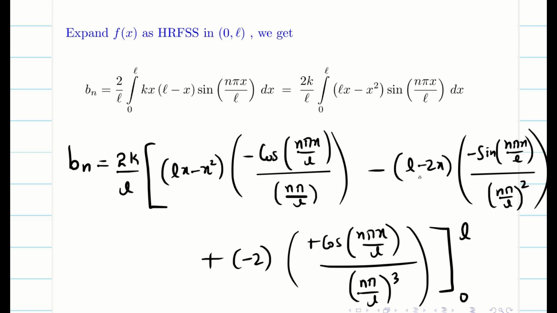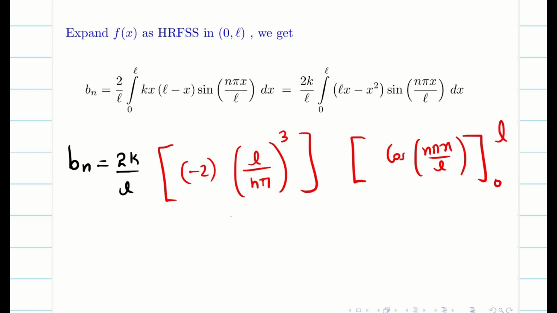As I said, by seeing the problem at the limit 0, L, whenever you see sine, put directly 0. So the second term diminishes. Now see this term. When I substitute my upper limit, it will become L square minus L square. Similarly, when I substitute my lower limit, it will become 0 minus 0. So both the terms are going to be 0. Only the third term survives. Simplifying the third term and bringing the denominator to the numerator, we get this.